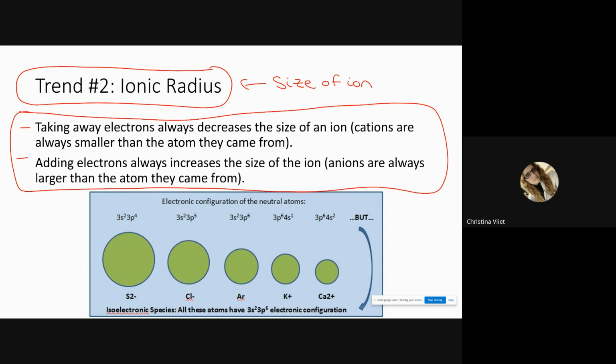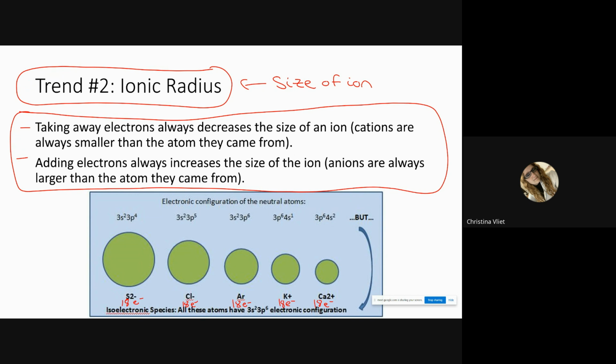Take a look at it. Sulfur 2 minus, Cl minus, argon, K plus, and Ca2 plus. They all have 18 electrons. So what is causing the size difference in these? Once you get that idea from the first trend, it helps explain pretty much all the trends. Once you get the idea, you just have to understand what's being asked for.